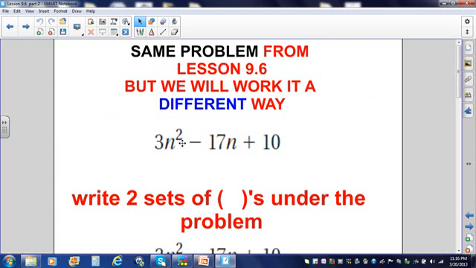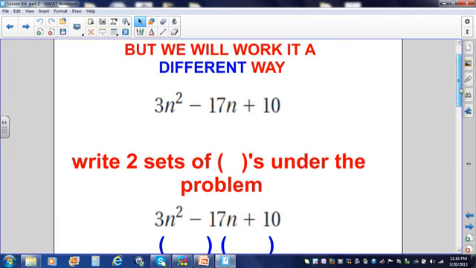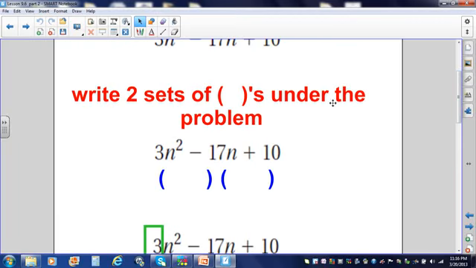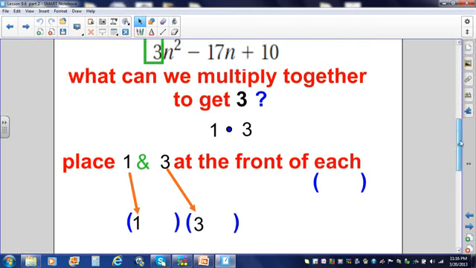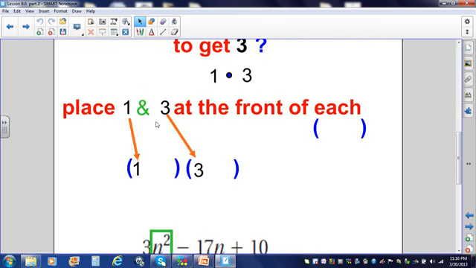So, please write the trinomial 3n squared minus 17n plus 10 on your paper. You ready? Yes! Okay, first thing we're going to do is write 2 sets of parentheses under the problem. Next thing we're going to do, look at the coefficient. It is not 1. It's 3 here. What can we multiply together to make 3? That would be 1 times 3. We're going to place a 1 and a 3 at the front of each of the parentheses.